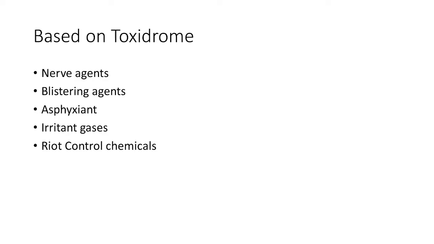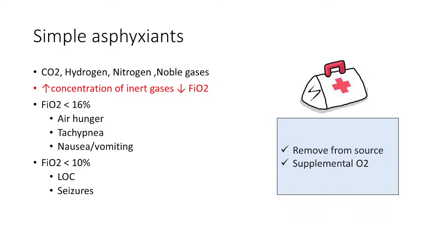Okay, we will discuss riot control chemicals. You may see a lot of cases of riot control agents, chemicals. A lot of people will come to your emergency with this. Simple asphyxiants are carbon dioxide, hydrogen, nitrogen, noble gases. They decrease the FiO2, so they decrease the oxygen concentration you inhale. Depending on the FiO2, you may develop symptoms.